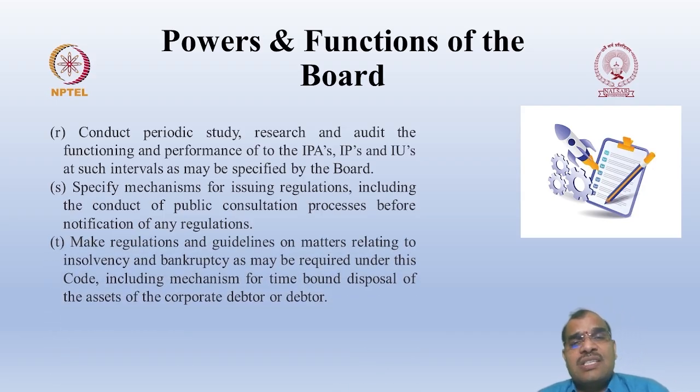Then make the regulations and guidelines on matters relating to insolvency and bankruptcy as may be required under this Code, including the mechanism for time-bound disposal of assets of the corporate debtor and debtor. So they are going to make the rules and regulations for the timely disposal of cases, what is to be done, and what is expected from the government. They are going to make recommendations to the central government also, and apart from this they are going to make the regulations. If you observe the CRP regulations we discussed in the previous classes, timelines are prescribed. The maximum time limit for completing the CRP process is 180 days. Exceptions are there, and extension can also be given, but it is 180 days.